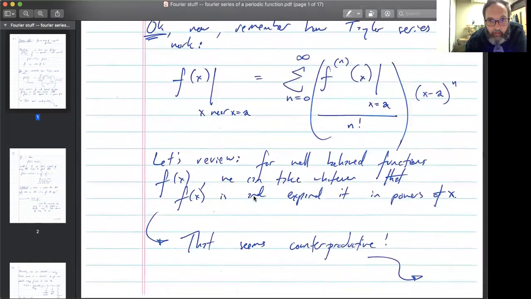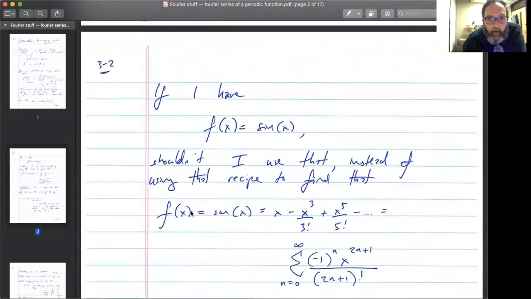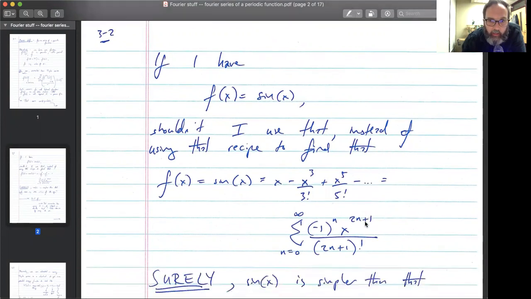If we have well-behaved functions f of x, then we can take that f of x and expand it in these powers of x. And that seems counterproductive when you first learn about it. If I have some function like f of x equals sine of x, shouldn't I just use that? Because that's nice and tidy. Shouldn't I use that instead of saying f of x, which is sine of x, is also equal to x minus x cubed divided by 3 factorial plus x to the 5th divided by 5 factorial minus x to the 7th divided by 7 factorial, and so on? Or if you just want to write an expression, it's this hairy thing, right?